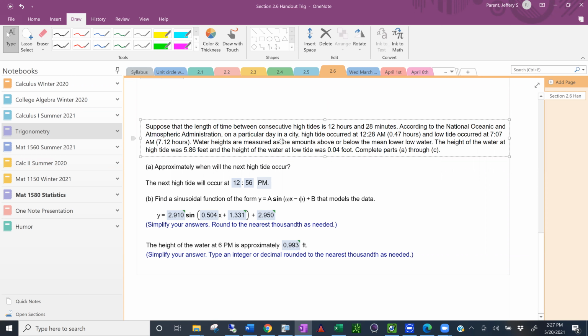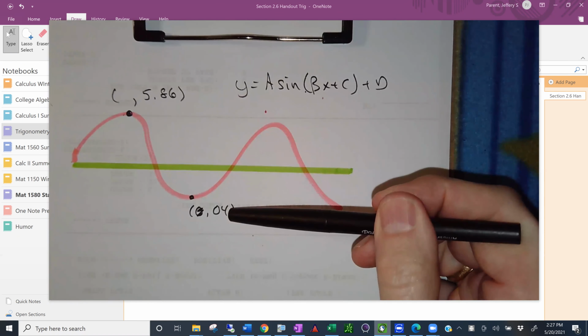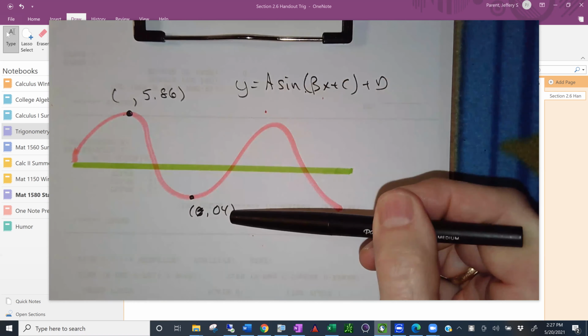Water heights are measured in the amounts above or below the mean lower low water. The height of the water at high tide was 5.86 feet, and the height of the water at low tide was 0.04 feet. So let's start with those last two numbers, the high tide and the low tide, 5.86 and 0.04. Let's put those numbers here in terms of y heights, high tide, low tide.